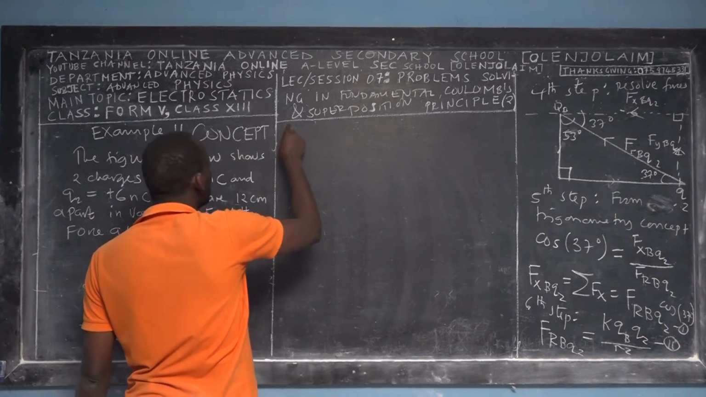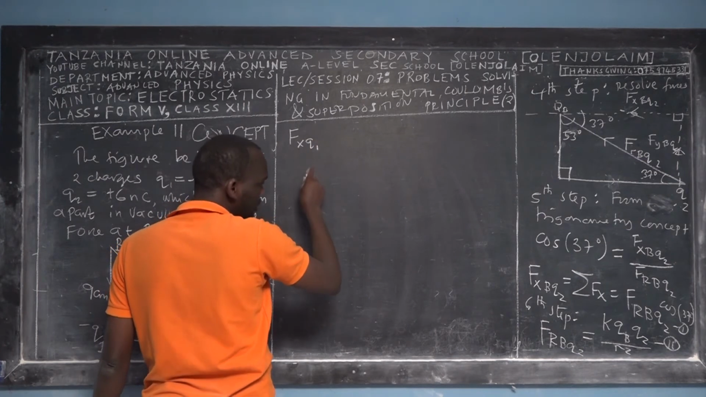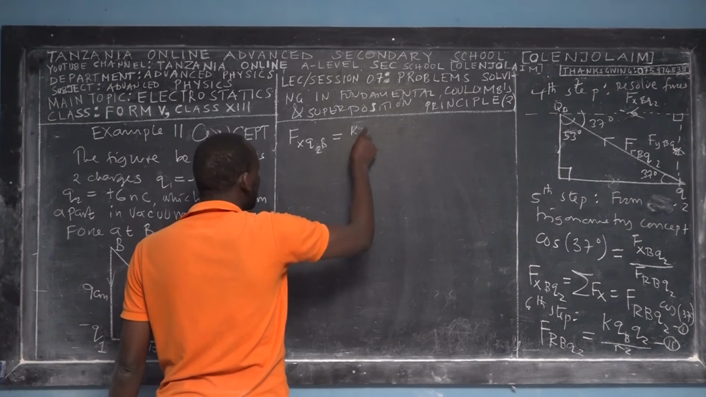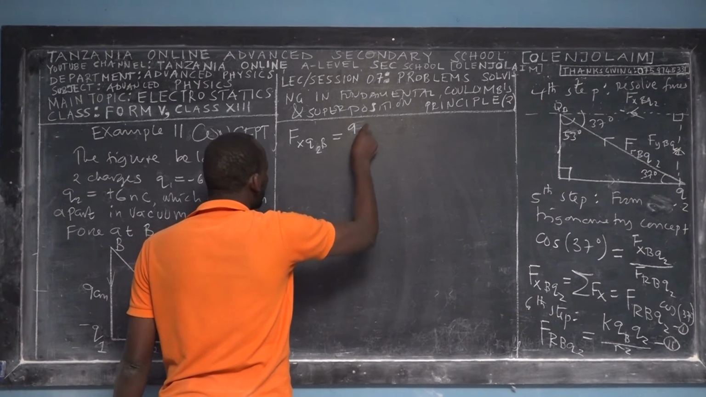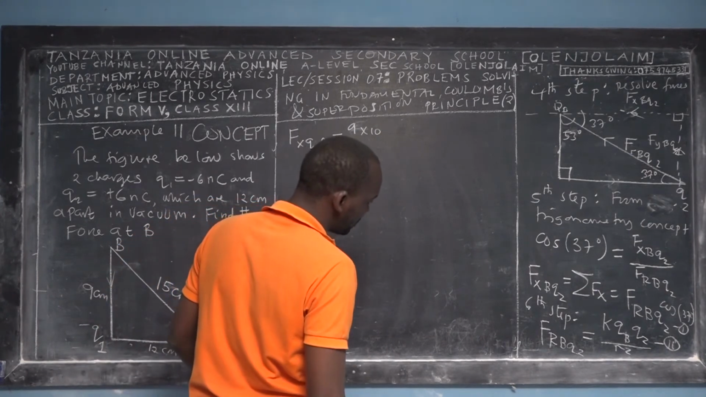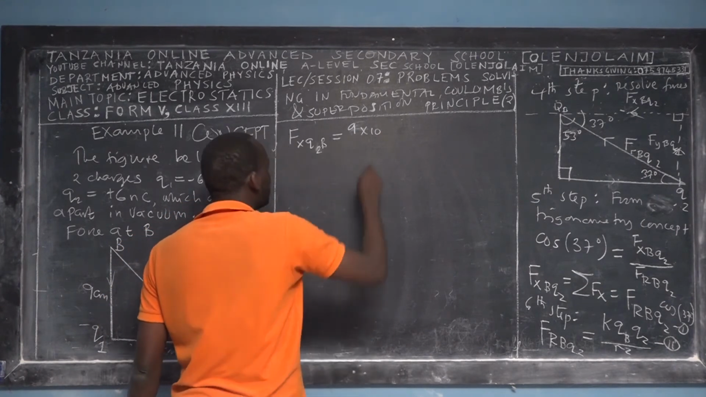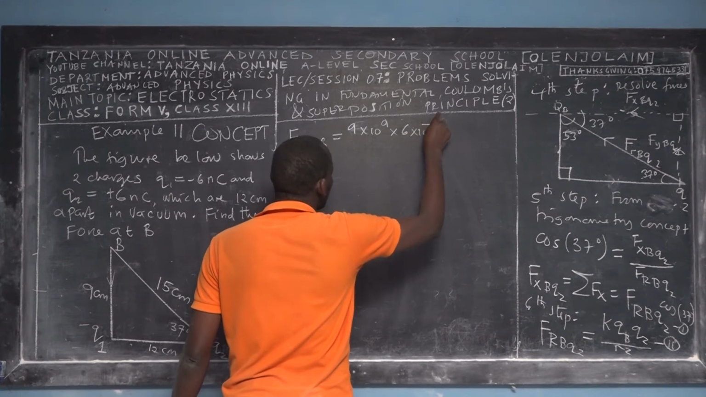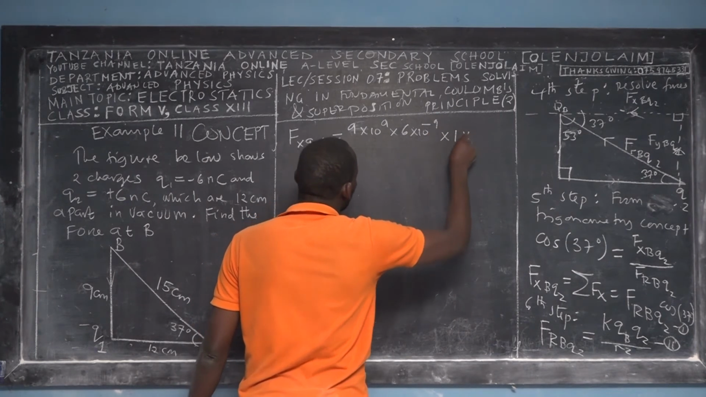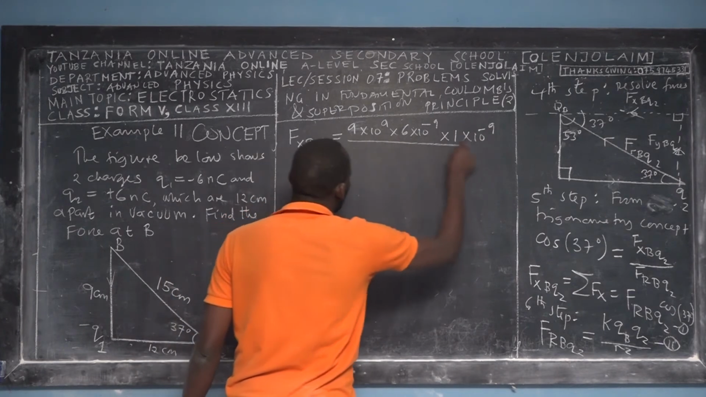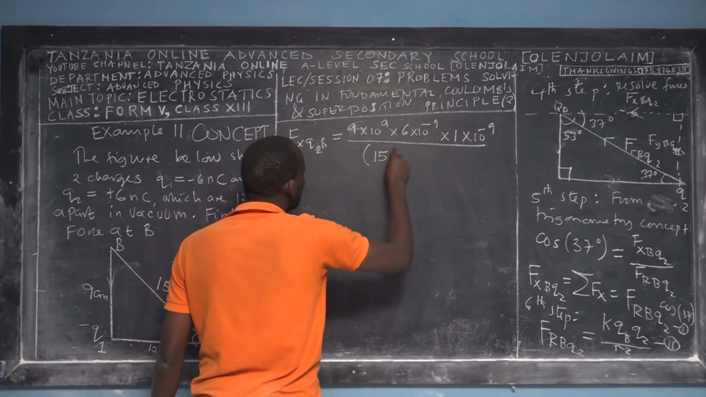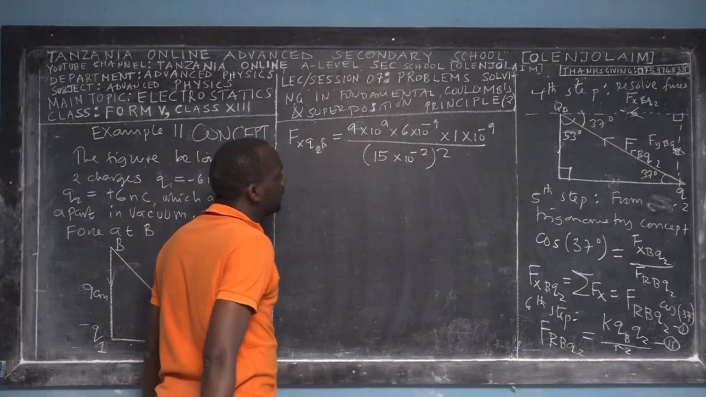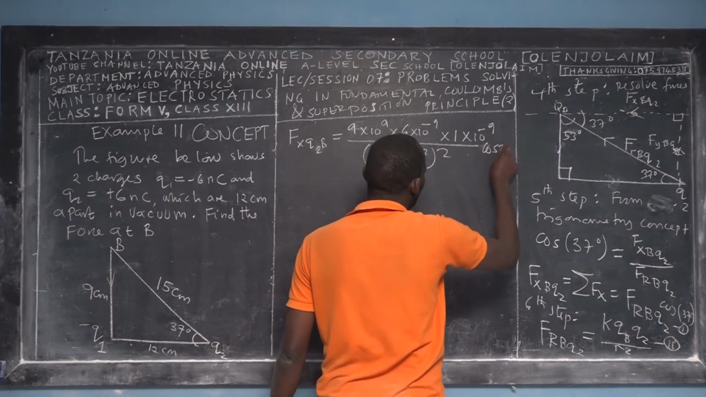So now we say that the force in X is due to Q1, not due to Q2 at B. This is equal to K, and K is what? 9 exponent 9, and then times 6 nanocoulomb, so power negative 9, times 1 nanocoulomb, divided by the distance between them, which is 15 exponent negative 2 squared. But here we have cosine of 37.